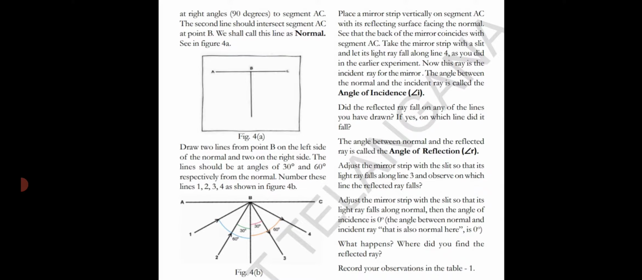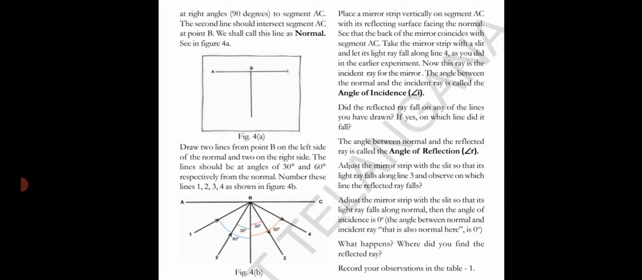The angle between the normal and the incident ray is called the angle of incidence. Did the reflected ray fall on any of the lines you have drawn? If yes, on which line did it fall? You have to mention it. Then we could see the reflected ray. The angle between the normal and the reflected ray is called the angle of reflection.